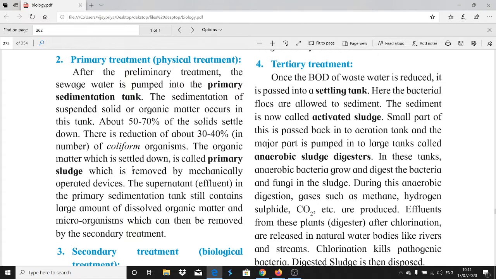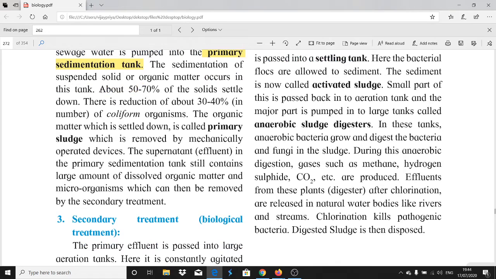We'll have a look. So it is pumped into the primary sedimentation tank. The sedimentation of suspended solids or organic matter occurs in this tank. So what is the objective that gets achieved? The suspended solids or organic matter that occurs in this tank gets sedimented. About 50 to 70% of the solids settle down. There is a reduction of about 30 to 40% of coliform organisms.